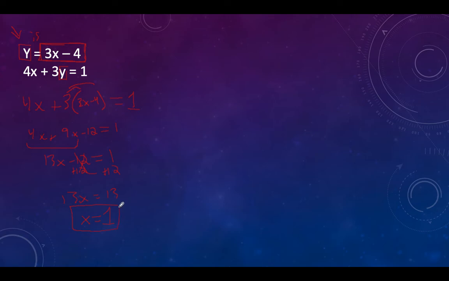Now, we want to plug this back in for y. So you could plug it into either equation for x. Plug this in for x to solve for y. But this first equation is probably easier. So we got y equals 3 times 1. So I'm subbing in 1 for x. Minus 4. Well, 3 times 1 is 3. 3 minus 4 gets you negative 1. So your answer as a xy coordinate would be 1 comma negative 1.